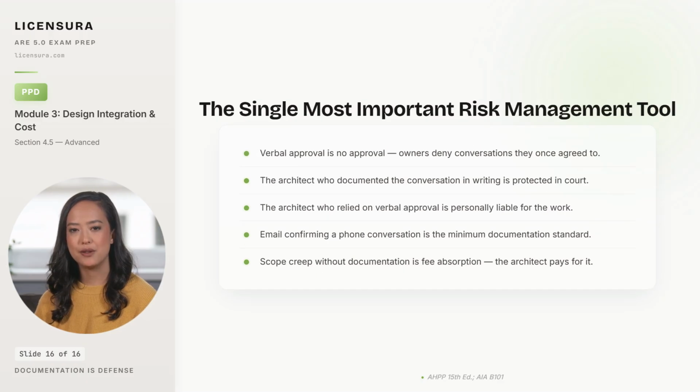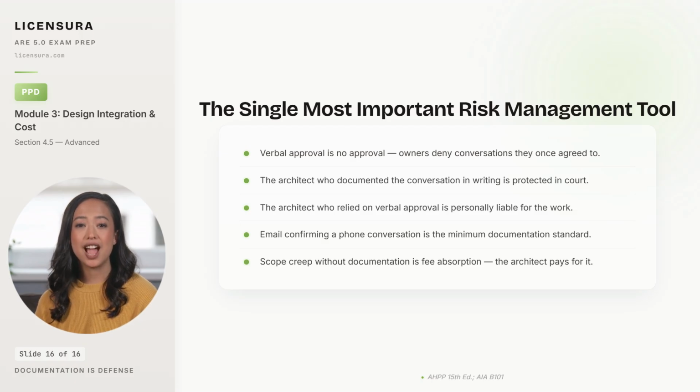One rule sits above all 6 risk management practices, and the exam tests it directly. The single most important risk management tool is documentation. Verbal approval from the owner is no approval at all, because owners routinely deny conversations they once agreed to when the bill arrives. The architect who documented the conversation in writing is protected when the dispute reaches court, and the documentation is admissible evidence under most jurisdictions.